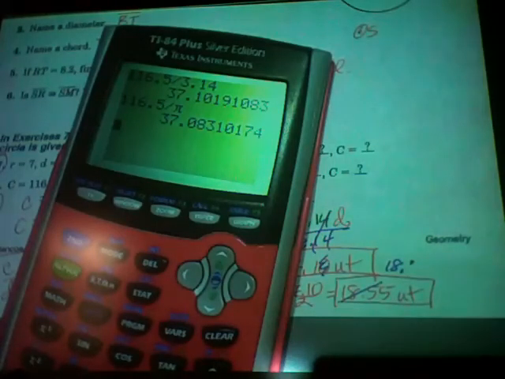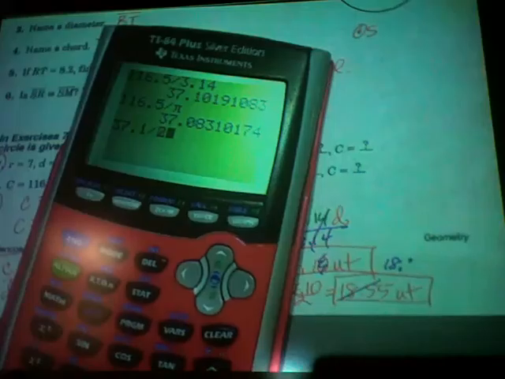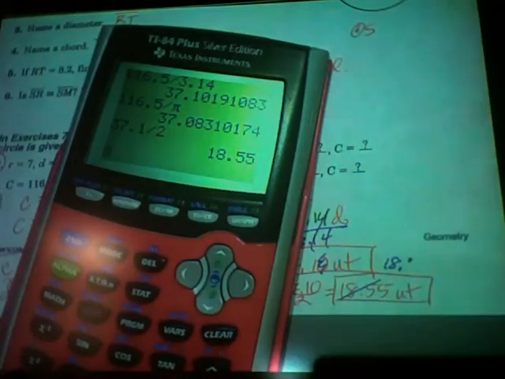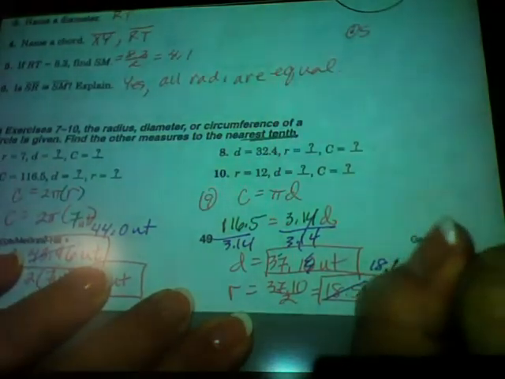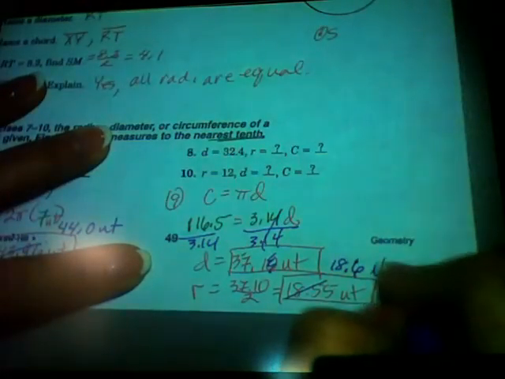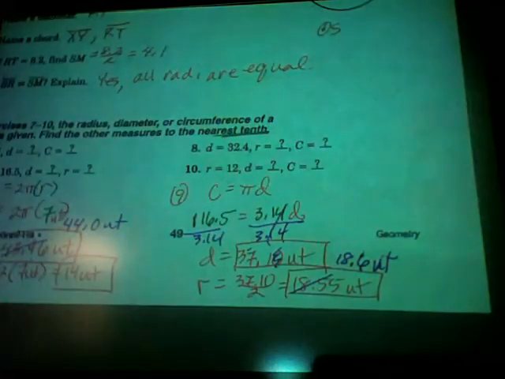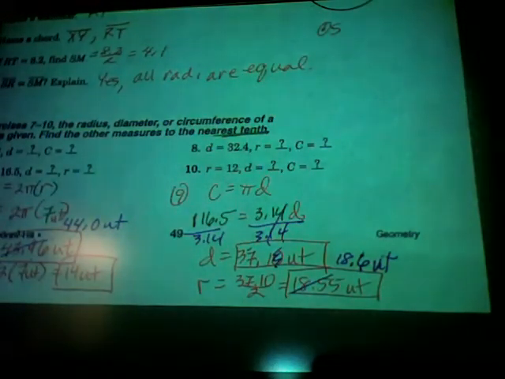Now here's my question. If you take 37.1 and divide it by 2, you get 18.55. If I round that to the nearest 10th, what do you get? 18.6 units. So that's, for the most part, what you're going to be doing today.